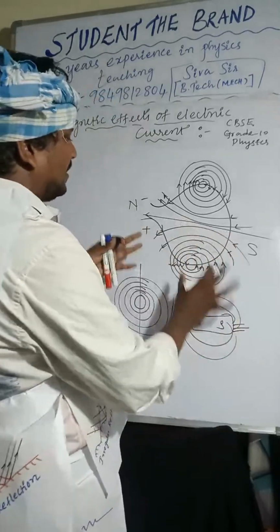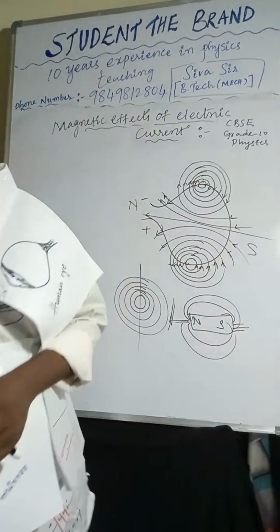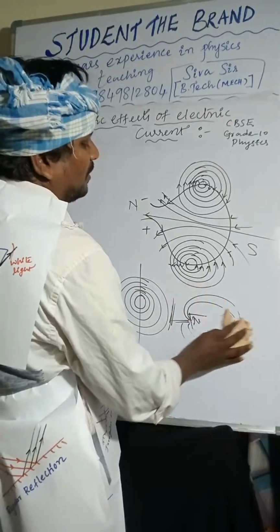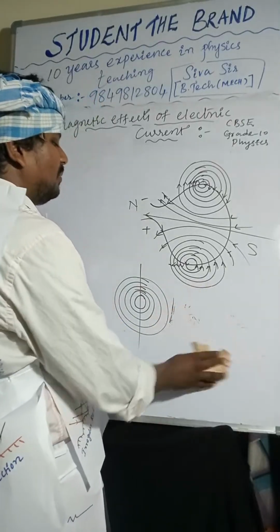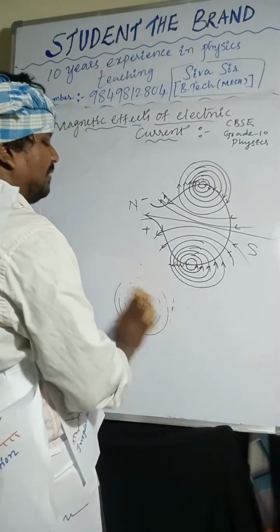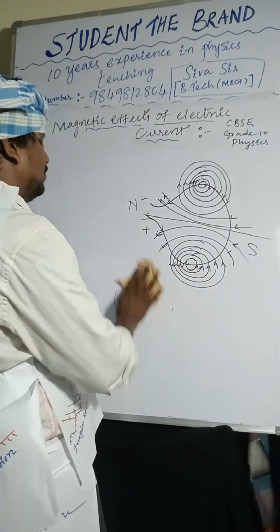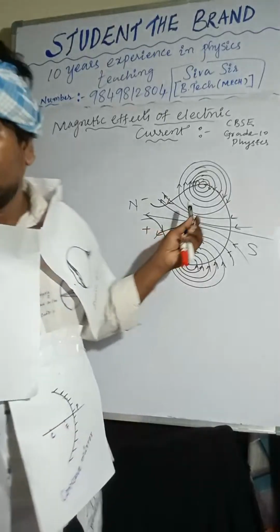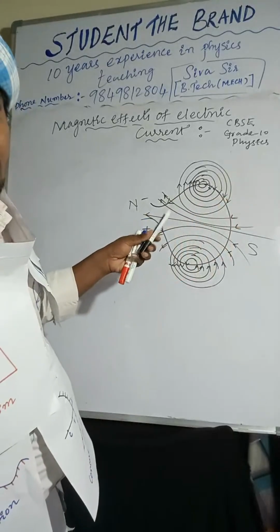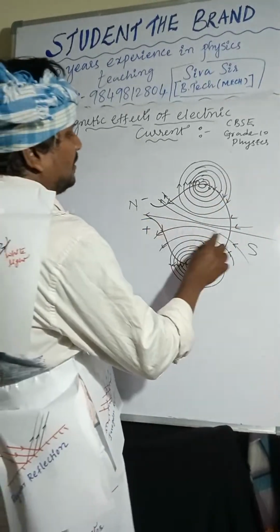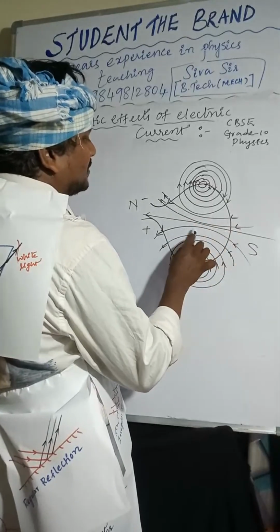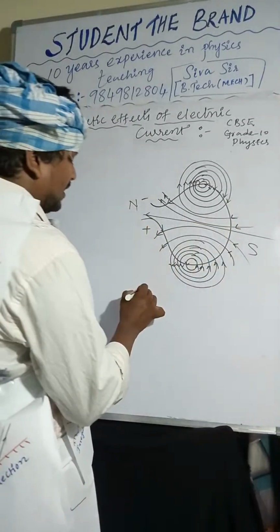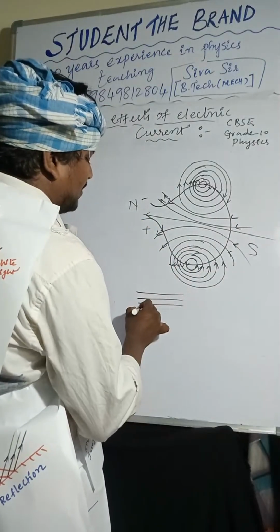Here also the same thing. The magnetic field will be more near the conductor. When you are moving away from the conductor, the magnetic field lines become straight lines. The magnetic field becomes straight lines in the middle, at the center.